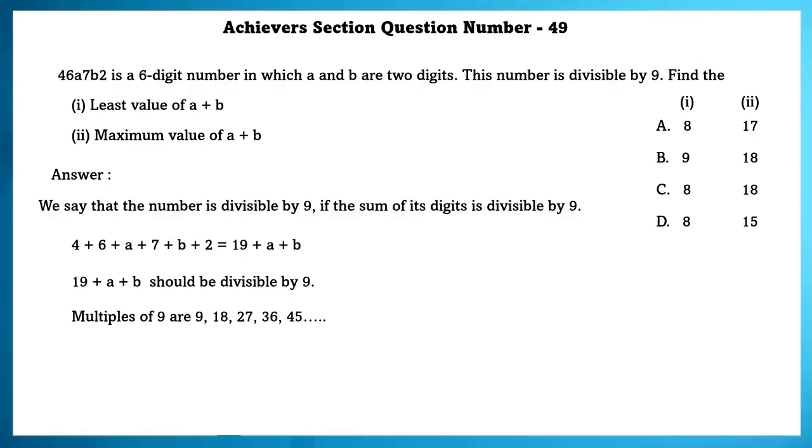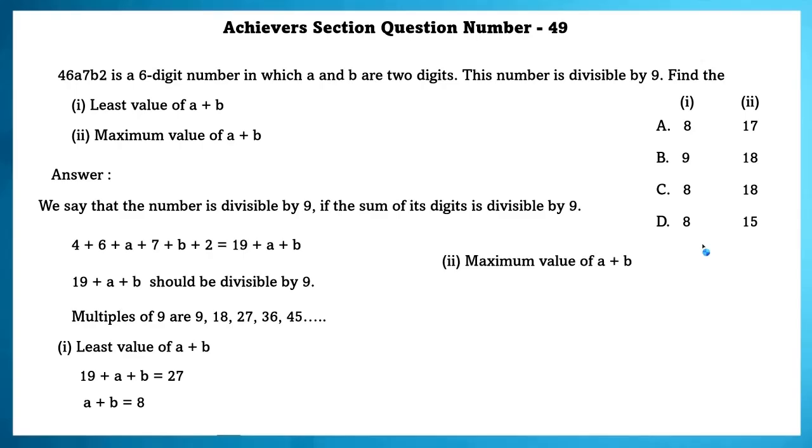Multiples of 9 are 9, 18, 27, 36, 45 and so on. Least value of A plus B: 19 plus A plus B is equal to 27. Now using this, we can find the value of A plus B, that is 8. That is the least value. Maximum value of A plus B: 19 plus A plus B.